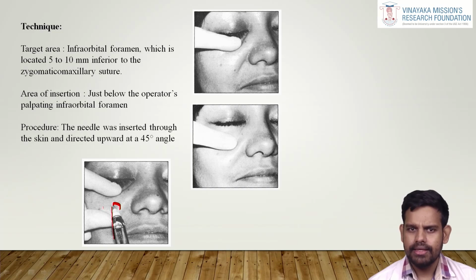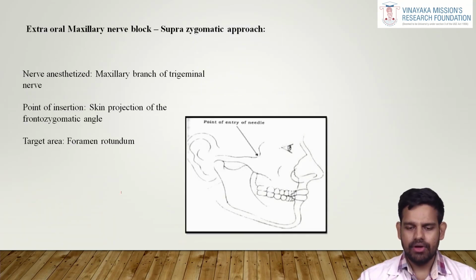Diplopia is caused by the anesthesia administered to the lateral side, anesthetizing the abducens nerve, causing diplopia. Loss of vision is caused by the optic nerve, because the anesthetic solution administered will sweep into the optic nerve, leading to transient loss of vision. The other extraoral maxillary nerve block is the suprazygomatic approach.